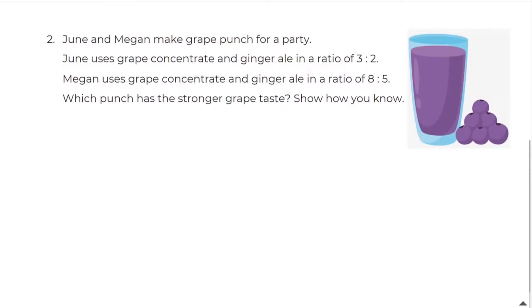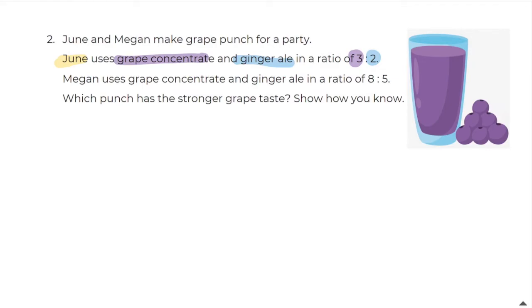Okay? All right, in our next example, we have June and Megan, and they're making grape punch for a party. We know that June uses grape concentrate, so we'll do this purple, to ginger ale. So we know that June uses grape concentrate to ginger ale in a ratio of 3 to 2. Okay, and I'm color coding this on purpose.